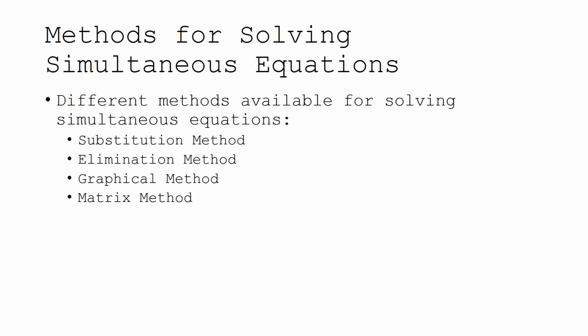In order to do so, we have four popular methods to solve simultaneous equations. One is the substitution method. The second one is the elimination method. The third one is the graphical method. We are going to cover these three methods in this video. And the fourth one is the matrix method, and we're going to cover it over the next two videos.